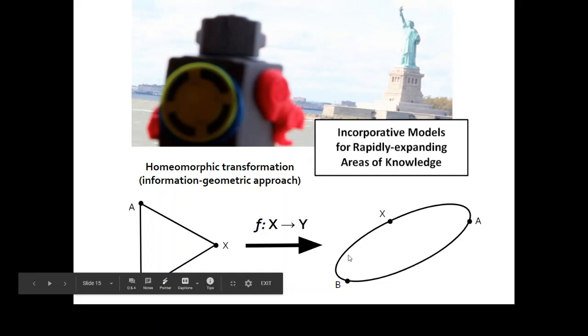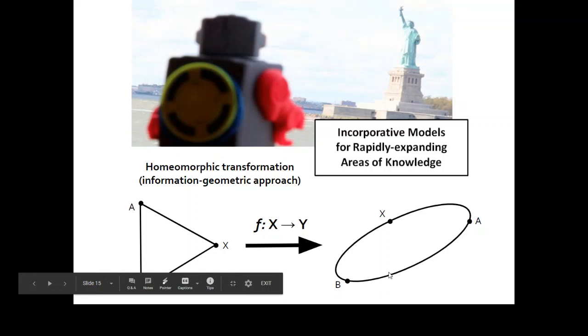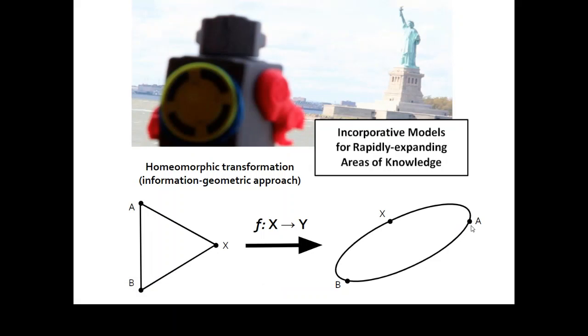So you have A, B, and X, but they're embedded in a different geometry, and the geometry stretched out. So now you have this different representational space, and it allows for a different type of representation, and it allows for different types of relations to happen within them. This is pretty abstract based on this example, but I think there are different ways that you can deal with this incorporating new knowledge aspect of it.